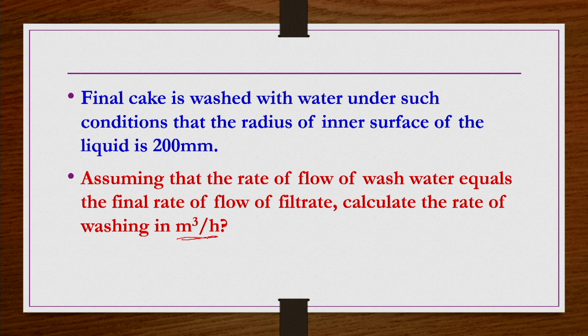So that means, straightforwardly, filtration and then washing occur in exactly the same way. Whatever the filtrate volumetric flow rate Q that you find out, the same would be the wash liquid volumetric flow rate in meter cube per time. It is required per hour, so you get meter cube per second, which you have to convert into meter cube per hour.